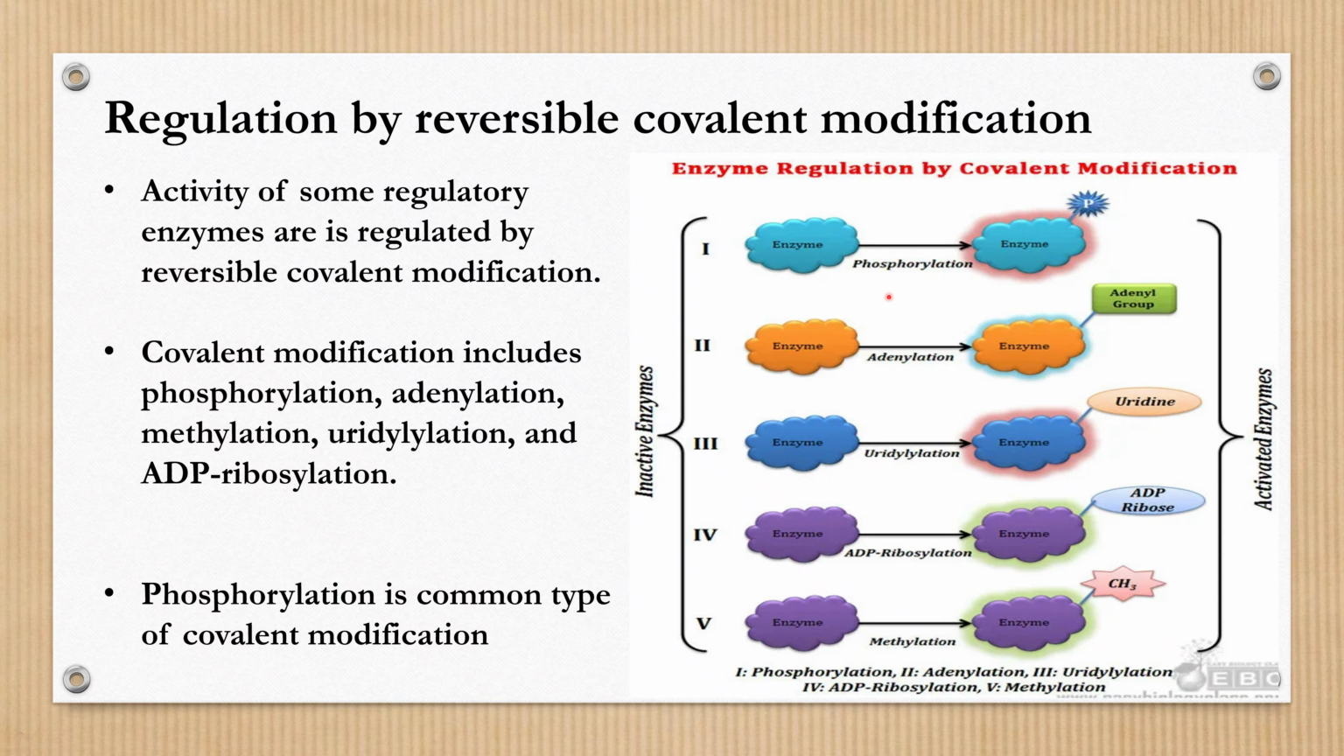So by phosphorylation, adenylation, uridylation, and methylation, you are covalently modifying the enzyme and activating it. Phosphorylation is the most common type of covalent modification.